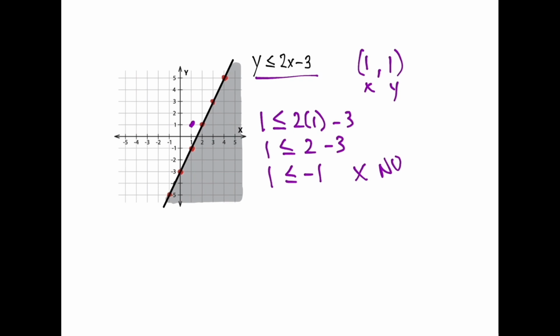We could also look at the line of the graph. Notice that it is a solid line. This is because the inequality has that equal to sign in it. That means that everything on the line is also a solution. If it did not have the equal to sign, such as less than or greater than, then the line would be dashed, and anything that would be on the dashed line would not be a solution.